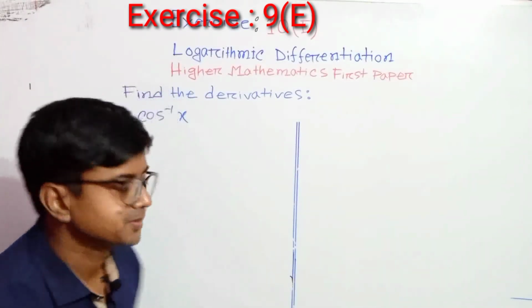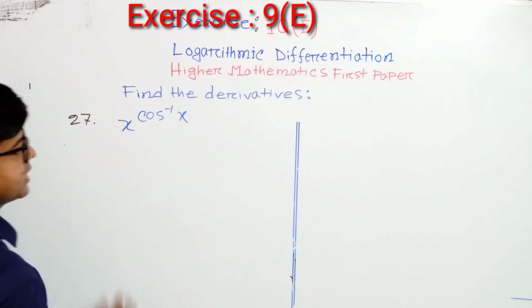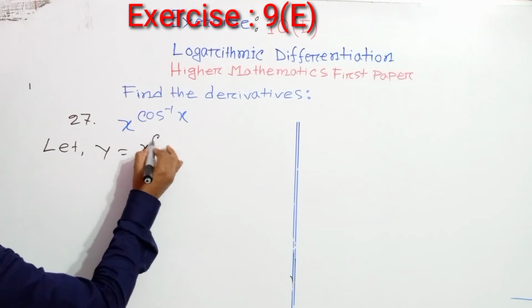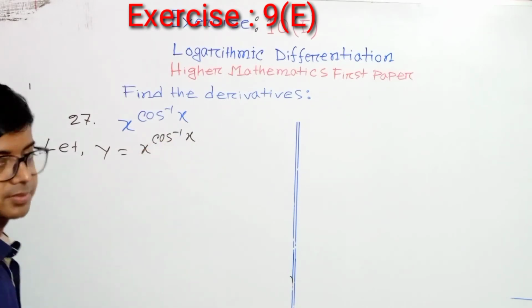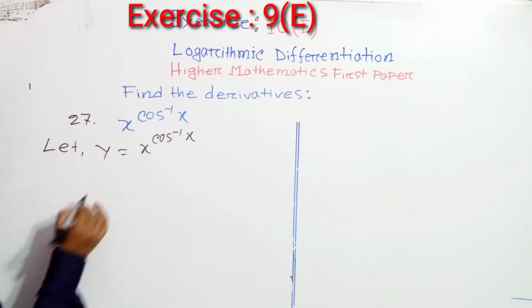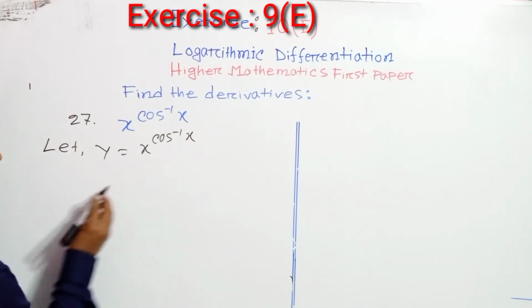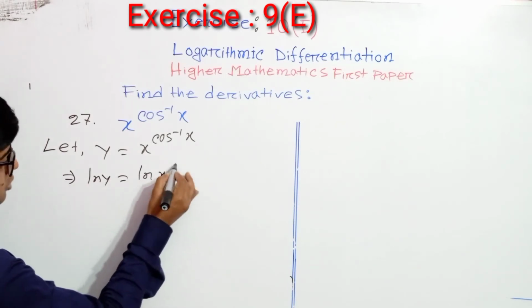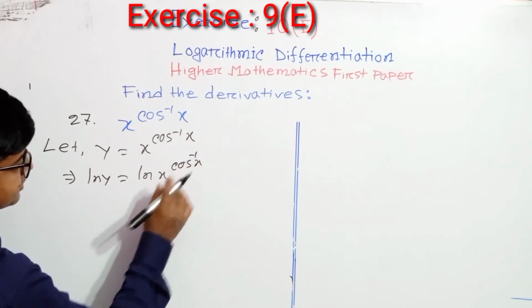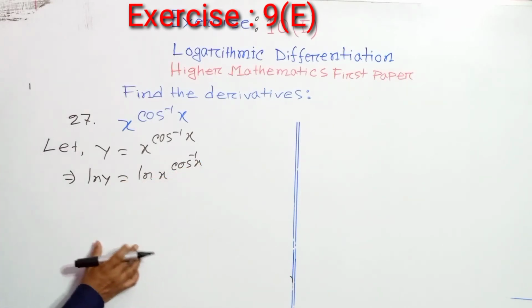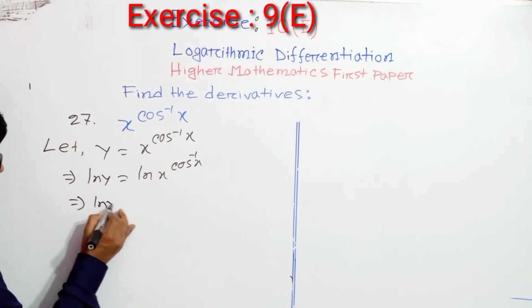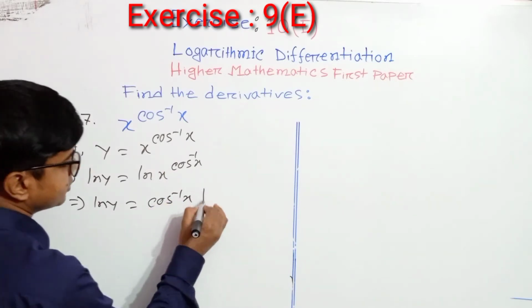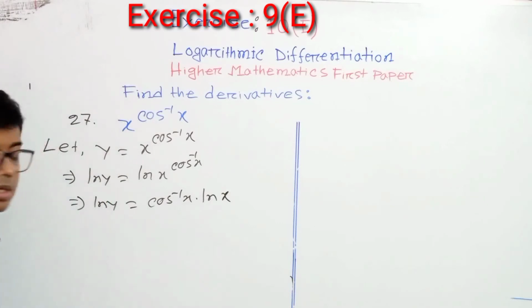Now question number 27. x to the power cos inverse x. Let y equals to x to the power cos inverse x. Now take ln both sides, so it will be ln y equals to ln x to the power cos inverse x. For the logarithm formula, we can write cos inverse x into ln x.